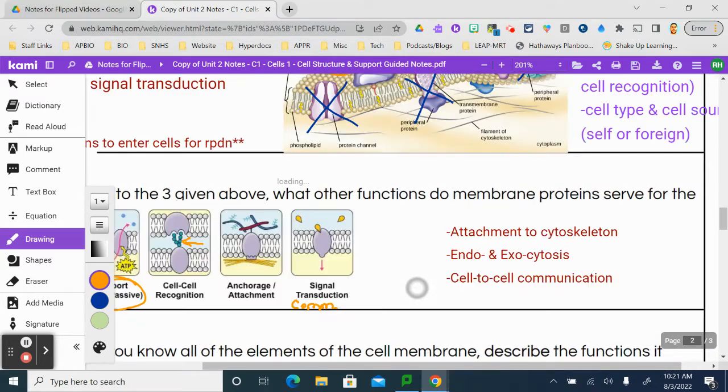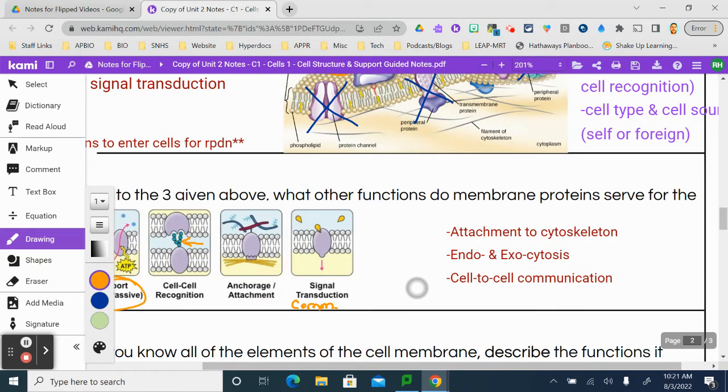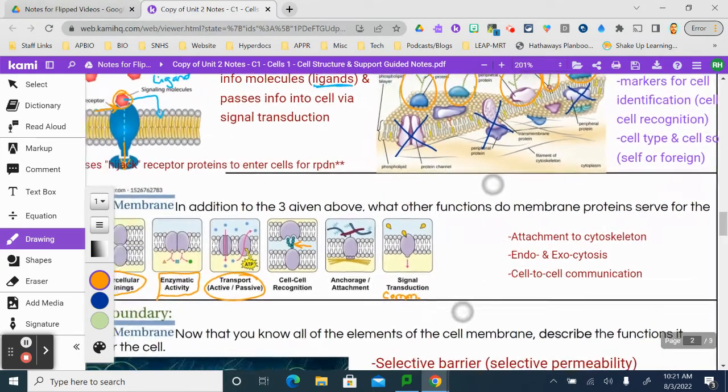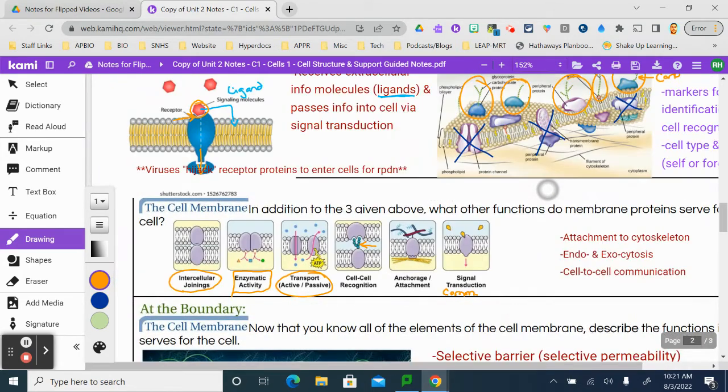And then again, we have some other ones, attachment to the cytoskeleton, just talked about. Endo and exocytosis, we'll talk about those in another part of this unit as well. And then again, the cell-to-cell communication. So lots and lots of functions of the proteins that you find in the cell membrane.